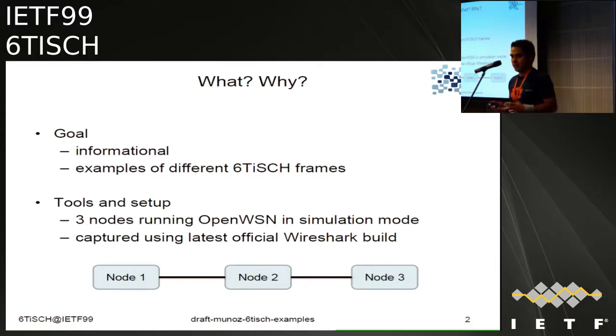In order to write this document, we use two tools. We use the OpenWSN project, the OpenWSN firmware and also the OpenWSN visualizer as a simulation, and also Wireshark, the latest release, which implements 6LoWPAN dissection and 6top dissection as well. Here we see the topology of the simulated nodes. We use three nodes in simulation, node one being the DAG root, node two being the child of node one and the parent of node three. Once the network is formed, Wireshark will capture every single frame exchanged between the nodes.